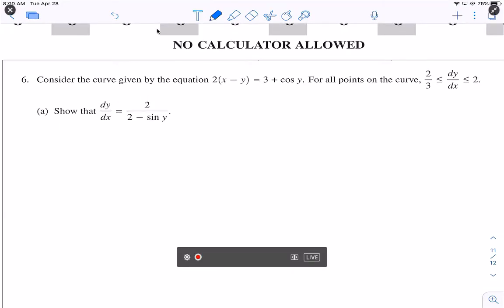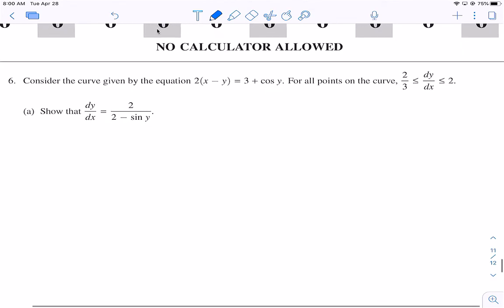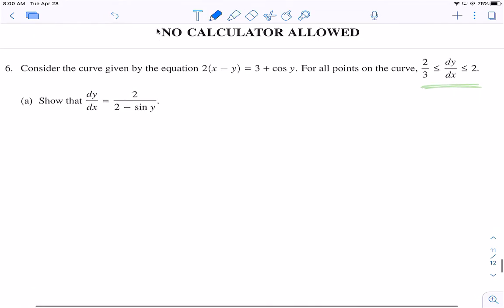Okay, so for this question, it says consider the curve given by this equation, and then it states for all points on the curve, dy/dx, or the slope, is in this interval. So the slope is always in between 2/3 and 2. That's going to come in handy later, so right now I'll just not worry about it.